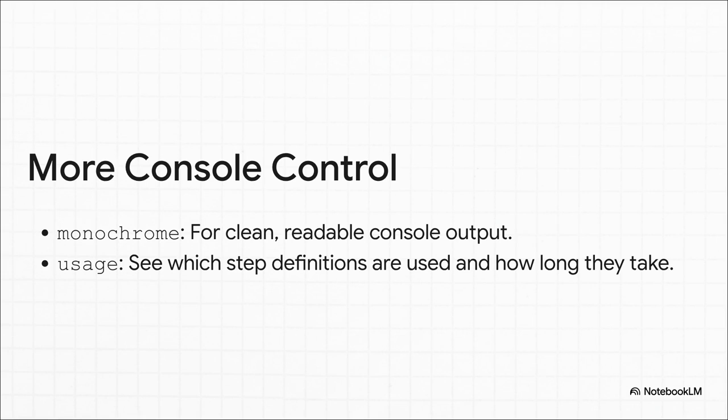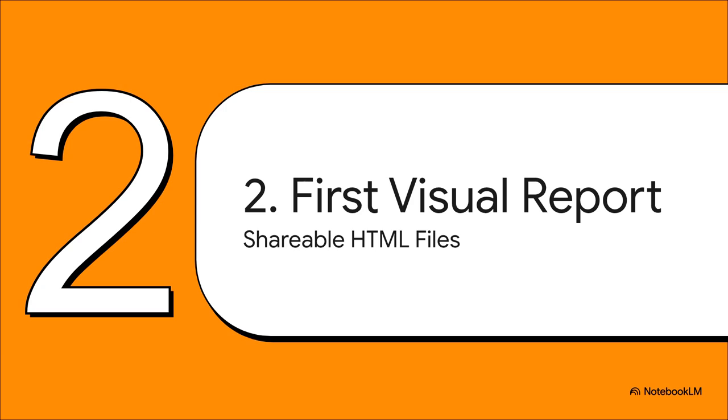You can also add the usage plugin. And suddenly you get performance data right there in your console. It'll show you which steps are taking the longest to run, which is perfect for finding bottlenecks in your test suite.